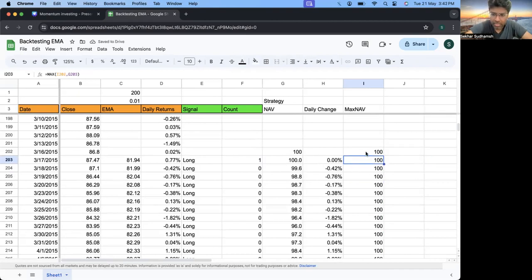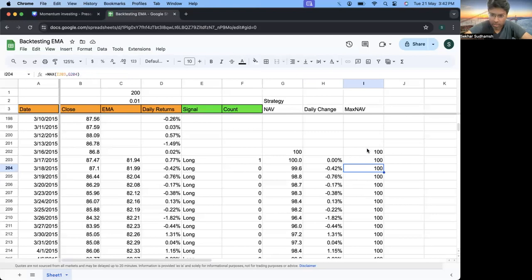So yesterday I started out with 100 rupees and today also it is still 100 because I did not get a long scenario. So the max of yesterday's amount and today's NAV, since both are same, I get 100 as max NAV. But next day I got a long signal, so I went long. I purchased NIFTYBEES, but unfortunately I got negative returns of minus 0.42% and hence my NAV ended up at 99.6. Now, how does this max NAV function work? Max NAV compares today's NAV with yesterday's max NAV. Amongst 100 and 99.6, 100 is the highest, so I still get 100.